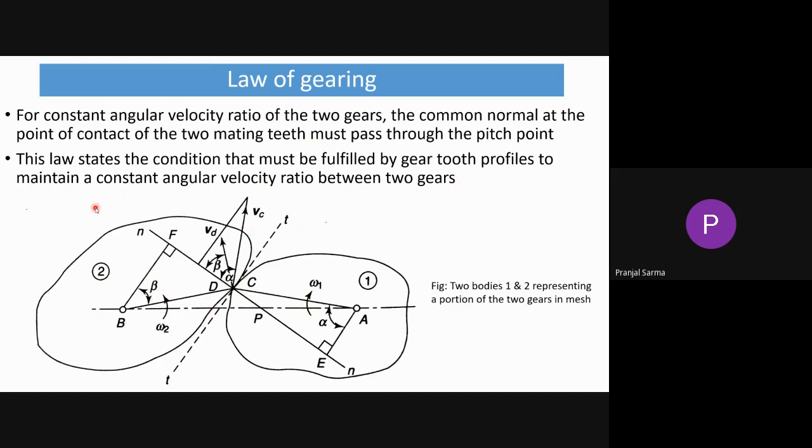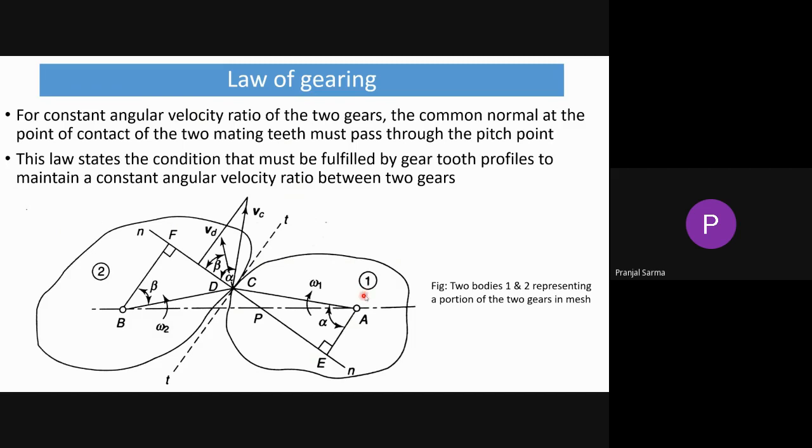Now this particular law states the condition which must be fulfilled by the gear tooth profile so as to maintain a constant angular velocity ratio between the two gears. Any arbitrary kind of gear tooth profile will not satisfy this. That's why, whenever we are thinking of utilizing a gear drive, the two gears selected for use in a machine must adhere to the law of gearing. Now here in this figure we are showing two bodies.